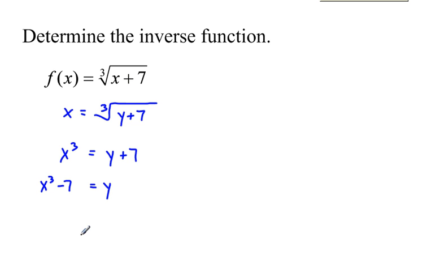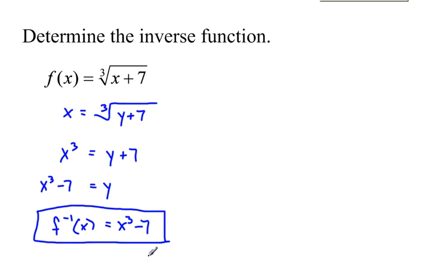And now we're just going to rewrite it using inverse notation. We named this one f as well, very popular name for functions. So we get f inverse x, which is rewriting the y, equals x cubed minus 7. And we've solved our second one.